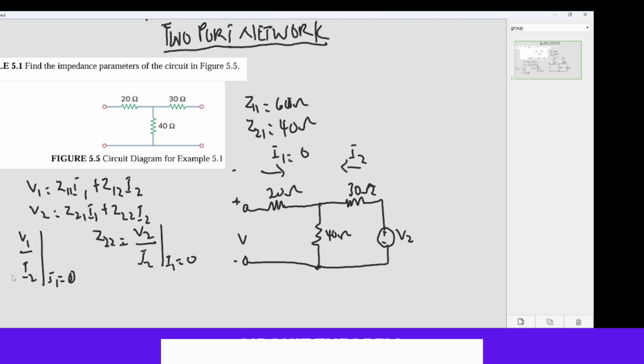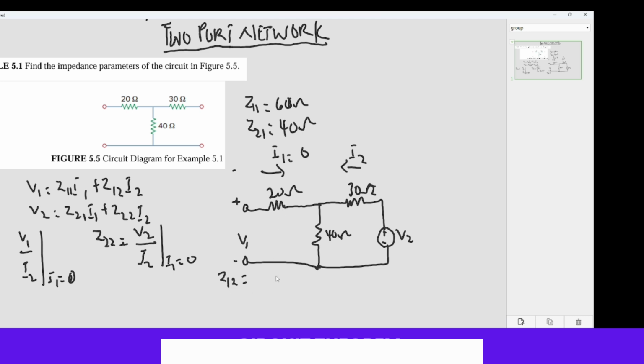So now, for our Z12, we want V1. But what is V1? Since here is equal to 0, the current flowing through here is equal to 0. That means the voltage across V1 is equal to the voltage across the 40 ohm resistor. And this 40 ohm resistor has a current flowing through it at I2. So the current flowing through this 40 ohms is I2 since it is in series connection with the 30 ohm resistor, where I1 equals 0, where the current flowing through the 20 ohm resistor is 0.